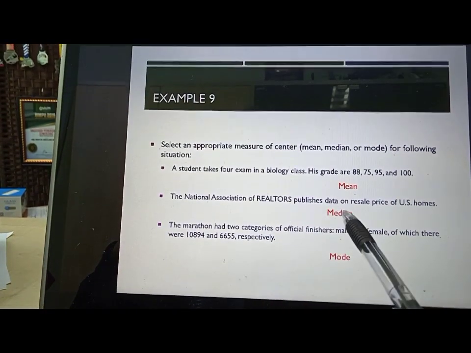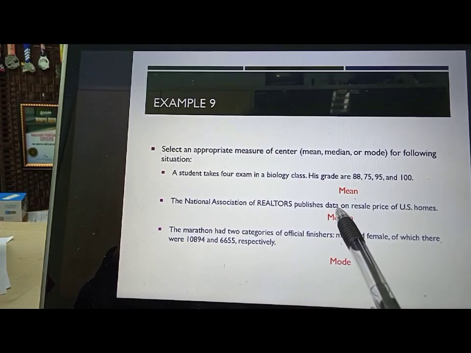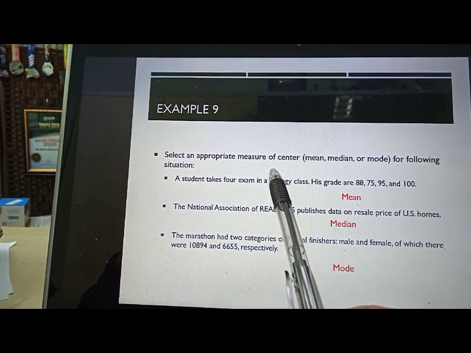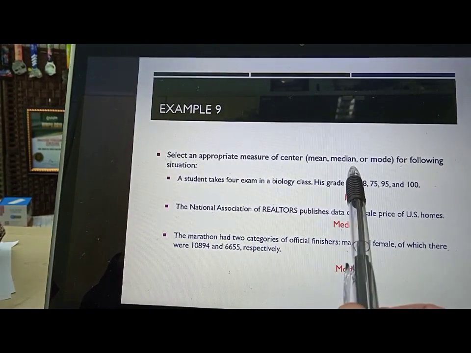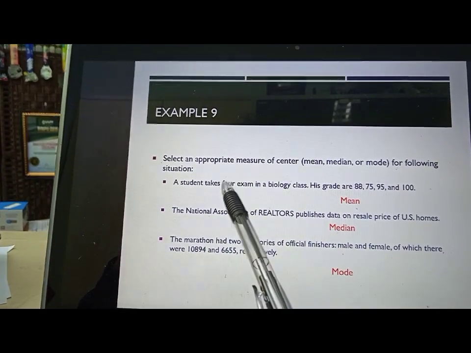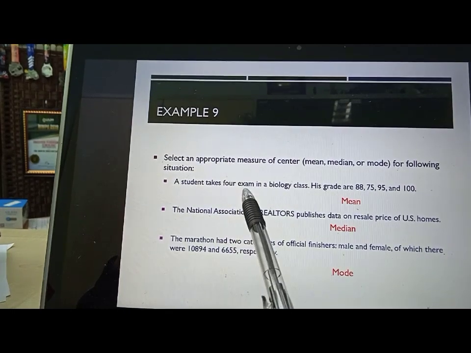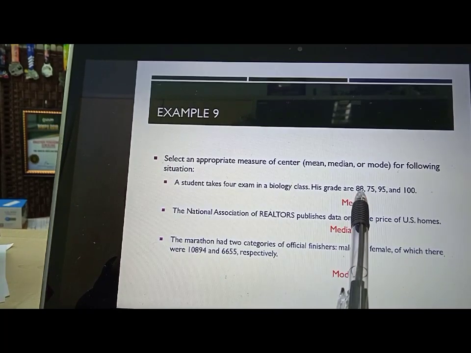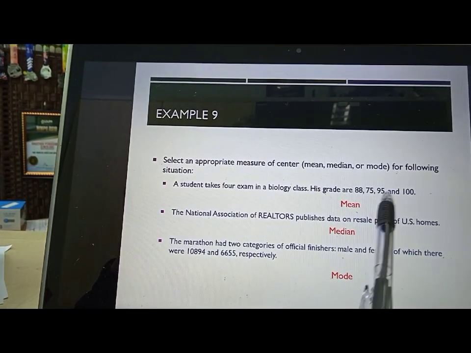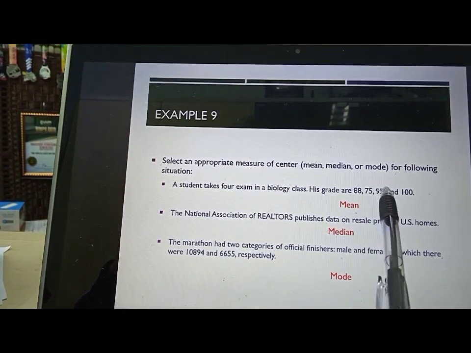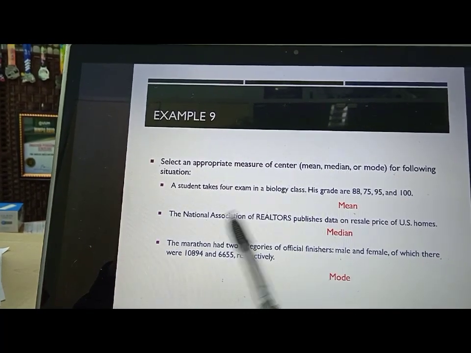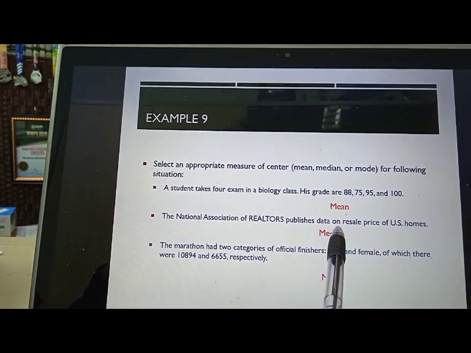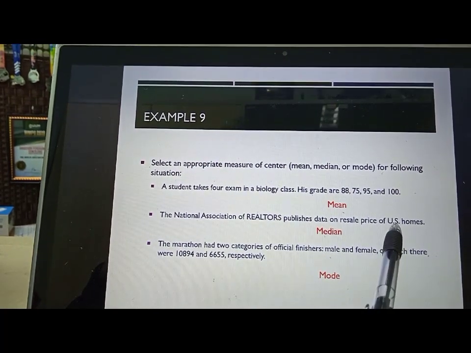Okay, example: the selection of the parameter, either mean, mode, or median. Select an appropriate measure of center, either mean, median, or mode, for the following situations. A student takes 4 exams in a biology class. His grades are 88, 75, 95, and 100. So this is almost symmetrical, so we use mean.